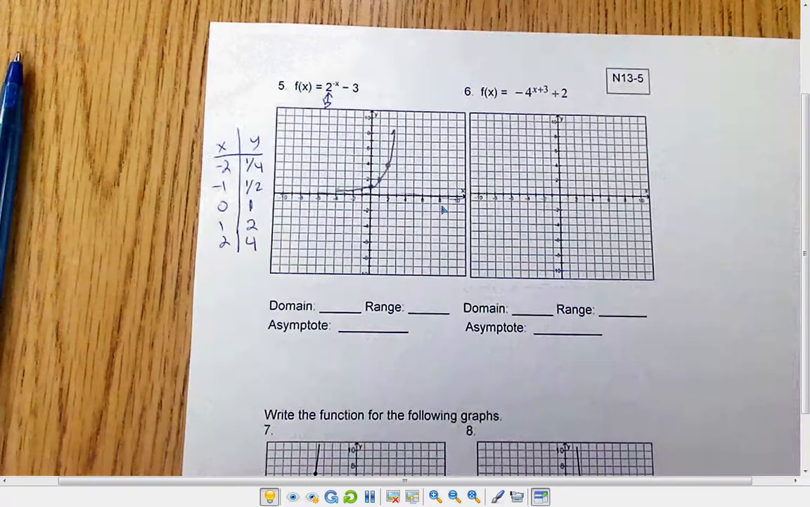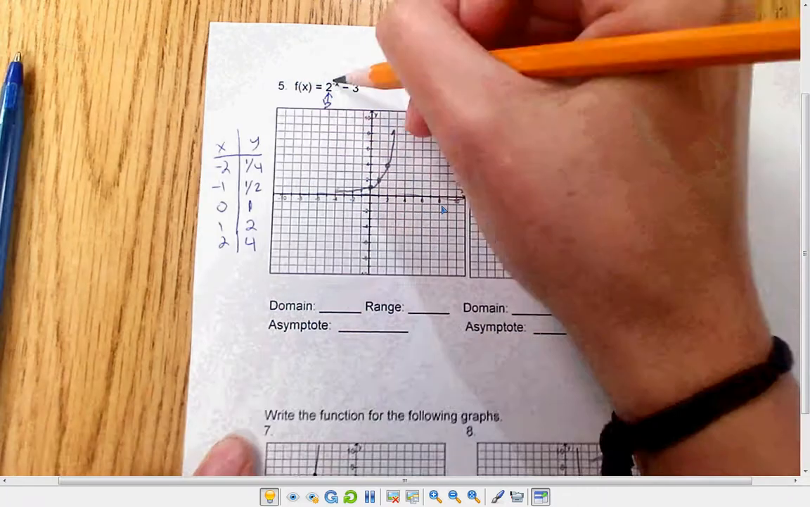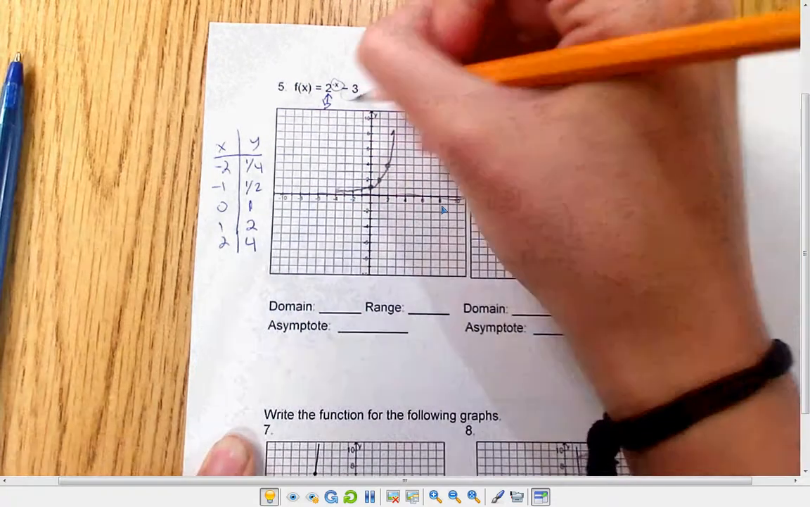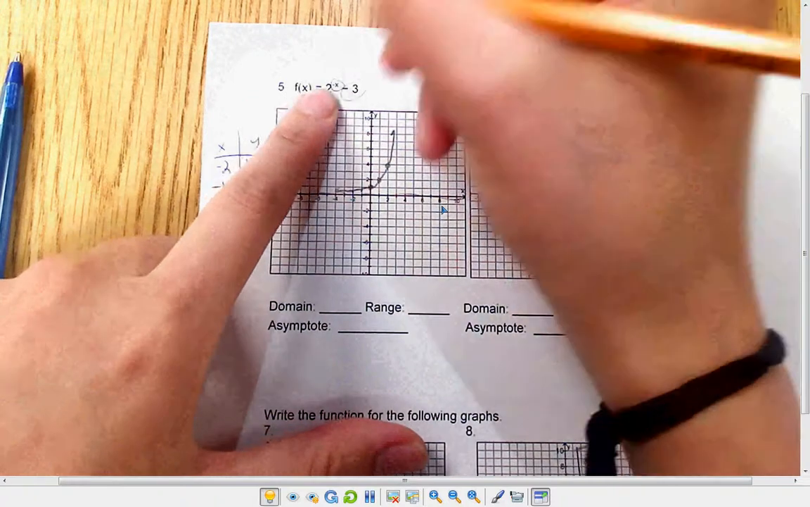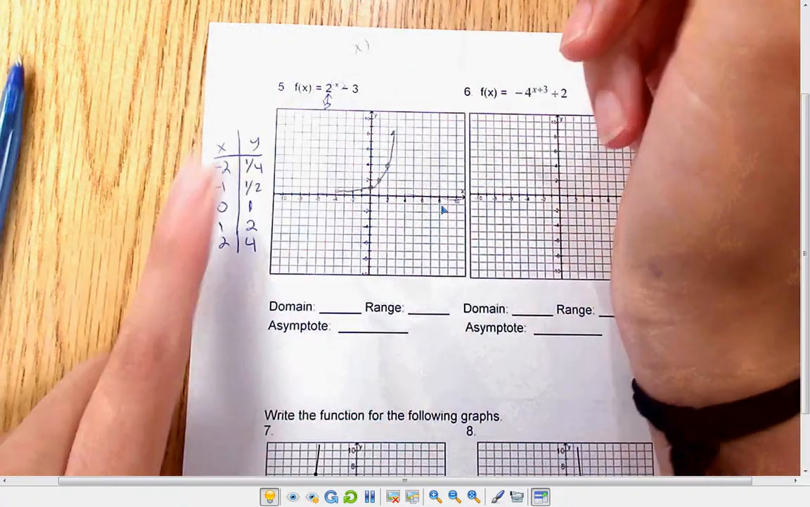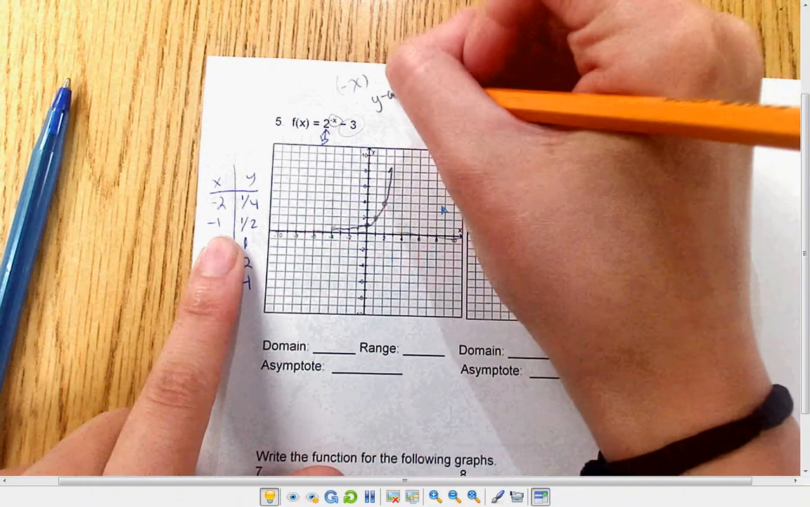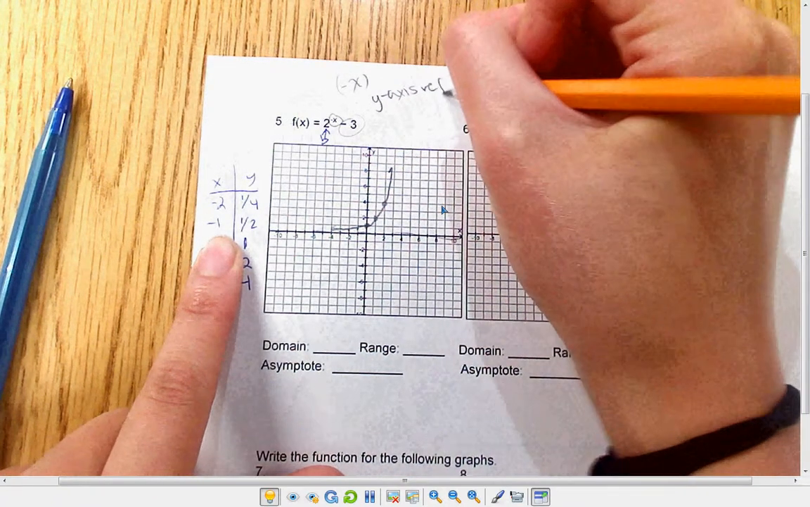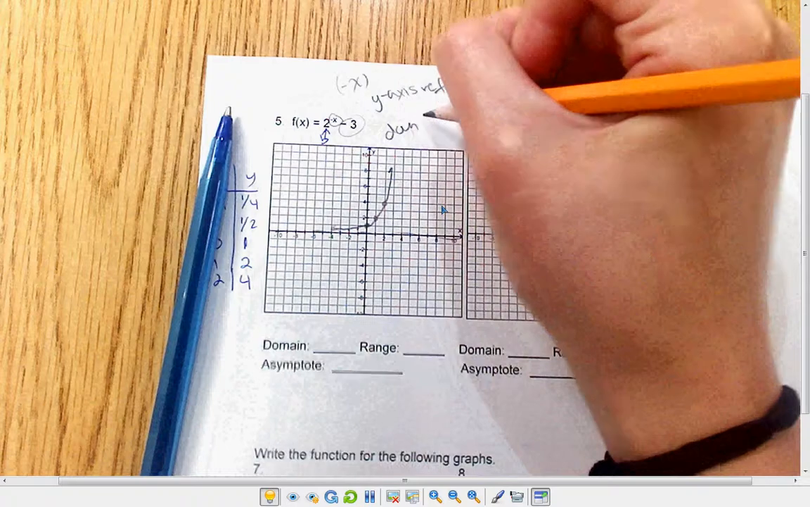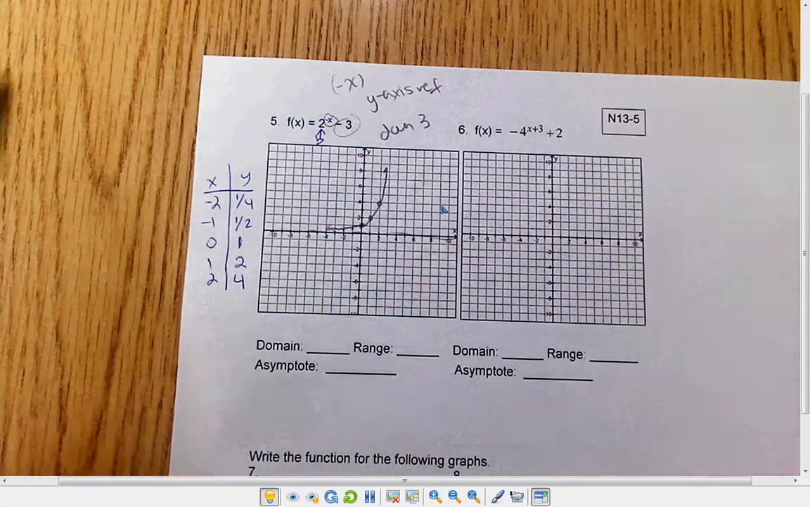Okay, so now let's look at our transformation. We have a negative x and this -3. The negative x means that it's a reflection. If you're changing your x from negative to positive, it's a y-axis reflection. The -3 means I'm moving down 3. So let's first reflect this across the y-axis.